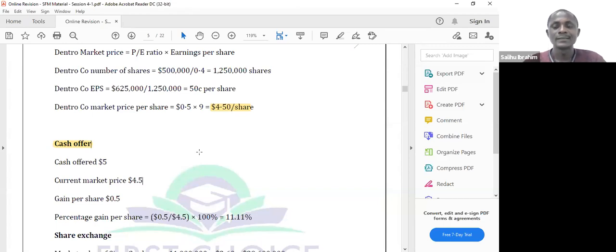Let's start with Dentroco, the target. What are the advantages to Dentroco? One, the amount that Dentroco's shareholder will collect on their shares is certain. It is cash. So you are sure of the amount you are collecting as a shareholder if the payment is to be made through a cash offer.